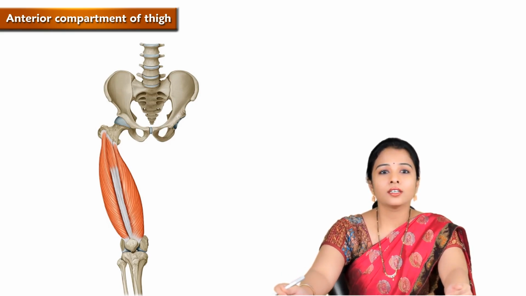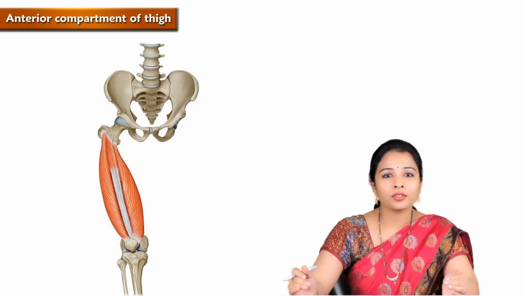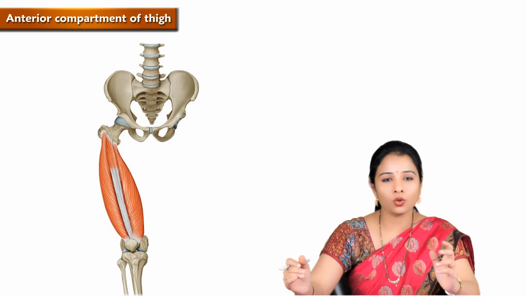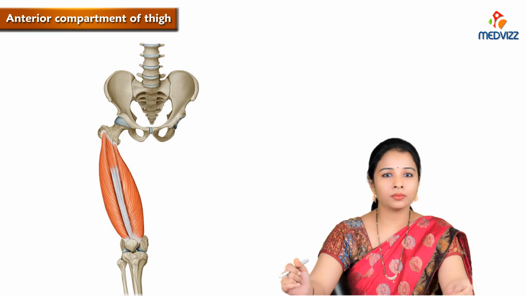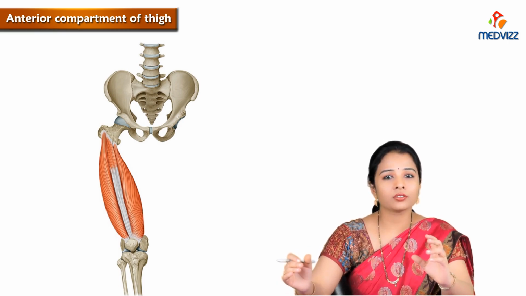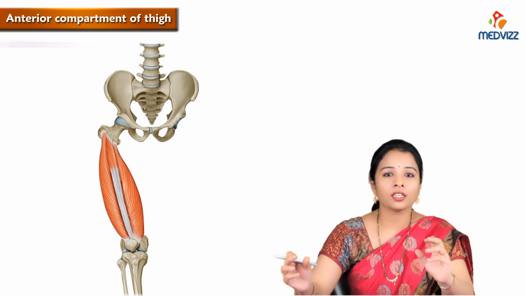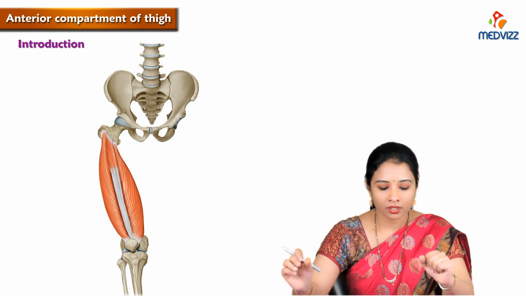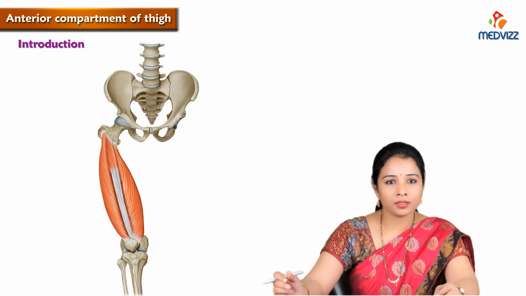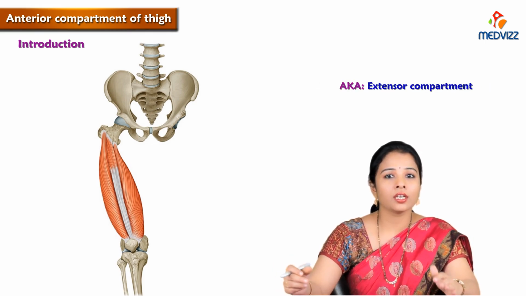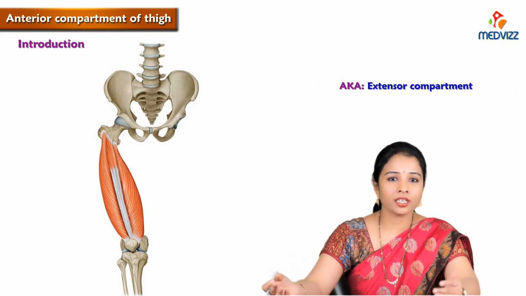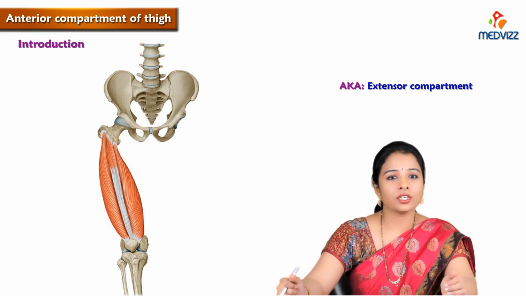So dear students, now we are going to begin with the muscles of lower limb. So for the first compartment under muscles of lower limb is thigh. So in thigh we are going to see the anterior compartment today. So the anterior compartment muscles are called as extensor compartment muscles because anterior compartment helps in the extension of the knee joint. So they are called as extensor compartment of thigh.